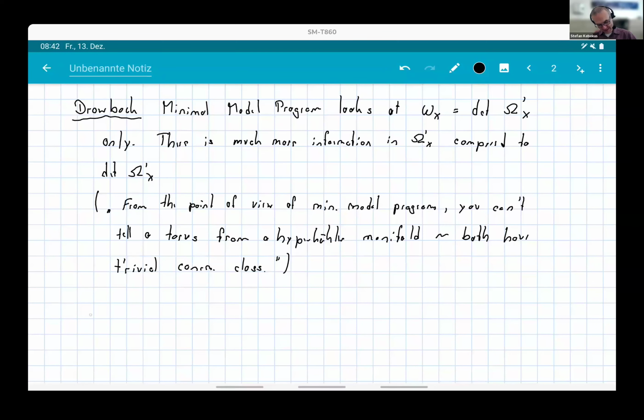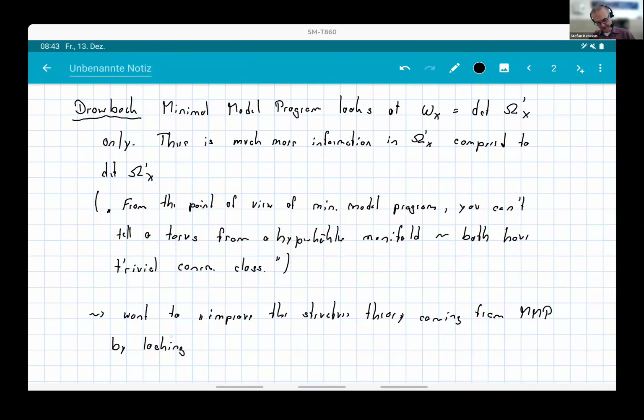So what we want to, let's say, improve the structure theory coming from the minimal model program by looking at omega x, which is a finer invariant compared to its determinant.